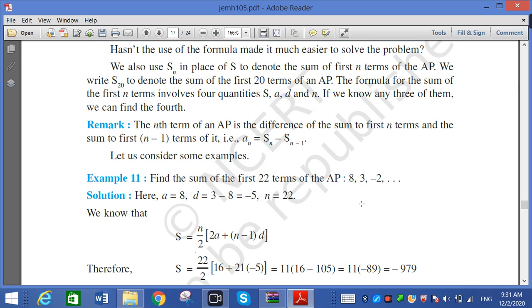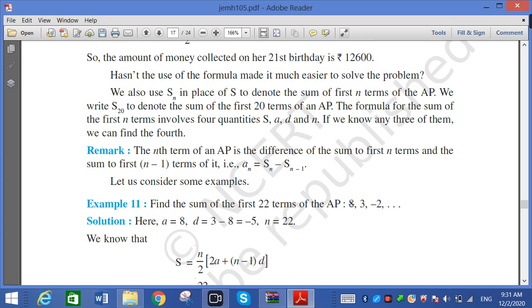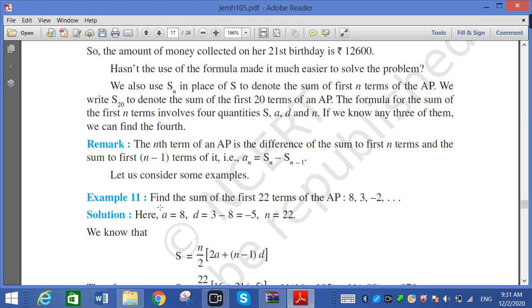So first of all we have to understand the example 11 by using this formula. Sum of first 22 terms. This formula is also important. Sum of first 22 terms. So A is 8, D is 3. D, what is the D? D means difference between two terms. That is 3 minus 8, that is minus 5 consecutive.